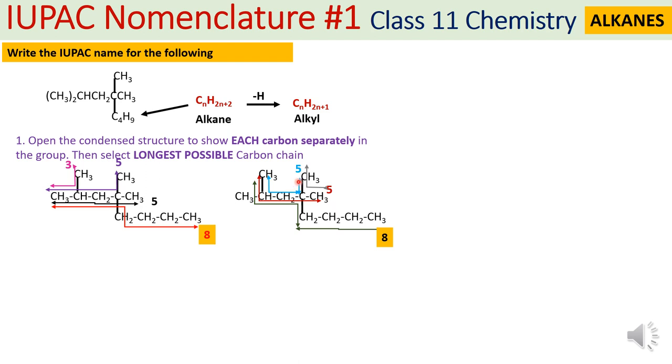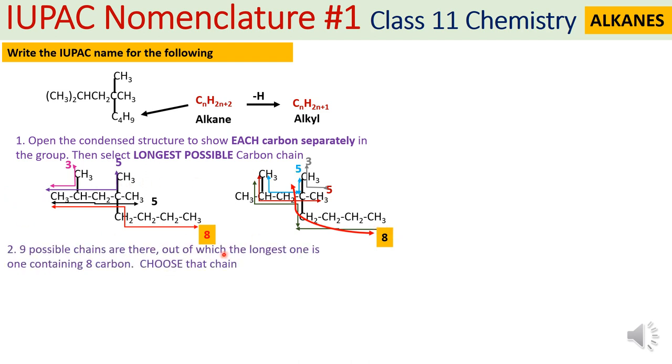Then I started from here and ended here. If I do that from here to this, the number of carbons is 1, 2, 3, 4, 5, 6. 6 carbons are there. So there are 2 chains with 8. Now 1, 2, 3, 4, 5 chains: 4 chains with 5, 2 chains with 3, and 1 with 6. So totally there are 9 possible chains.